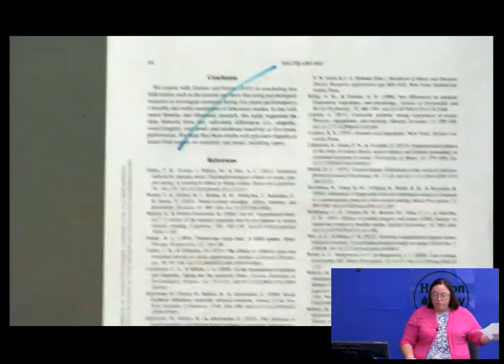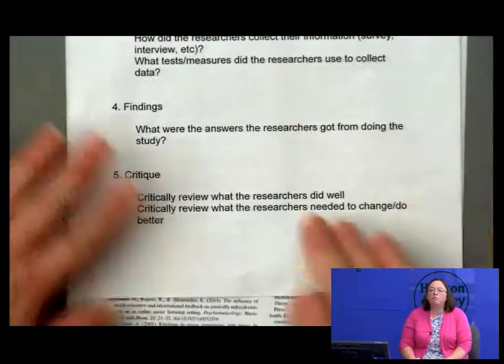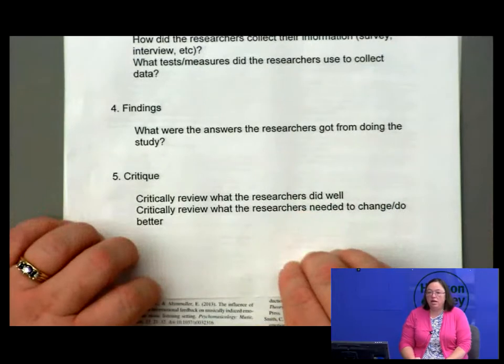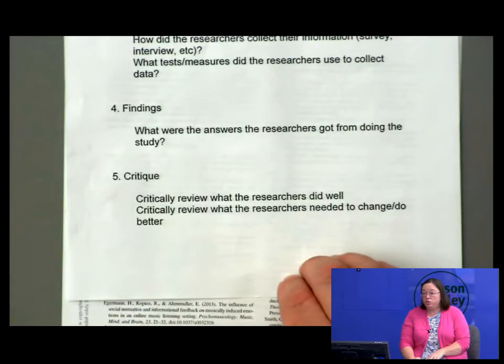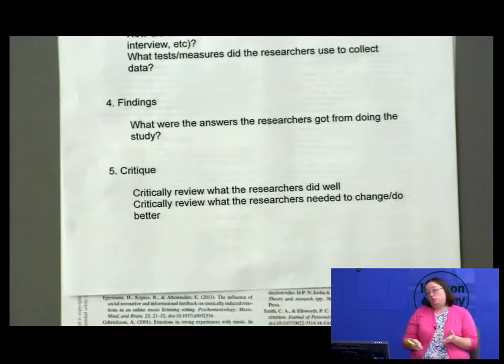Now, some of you may be thinking, okay, we found 1 through 4. What about number 5? Number 5 is the critique. In this study, they're leaving it up to you to figure out what did they do well, what could they change, what they could do differently.